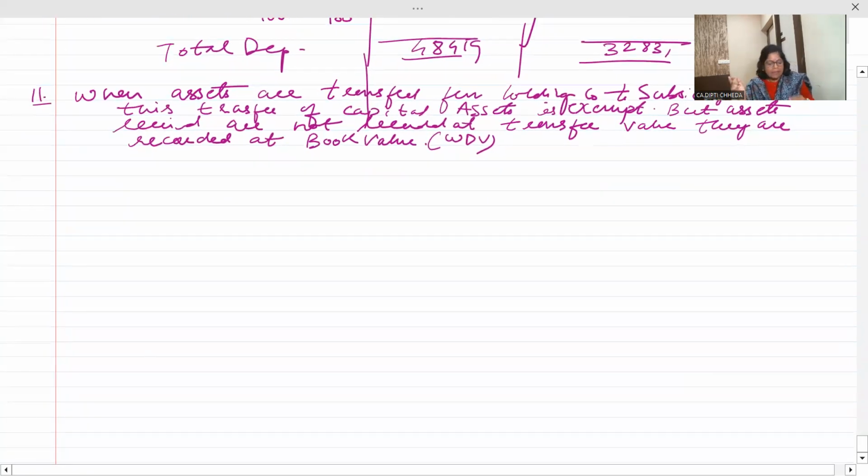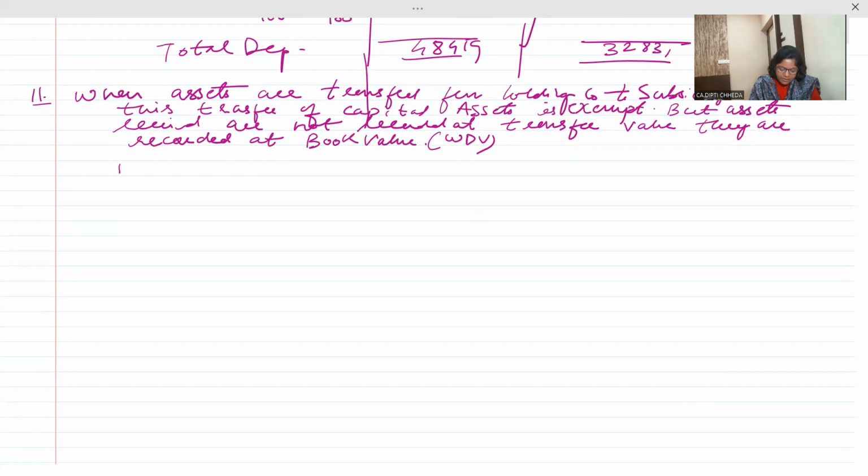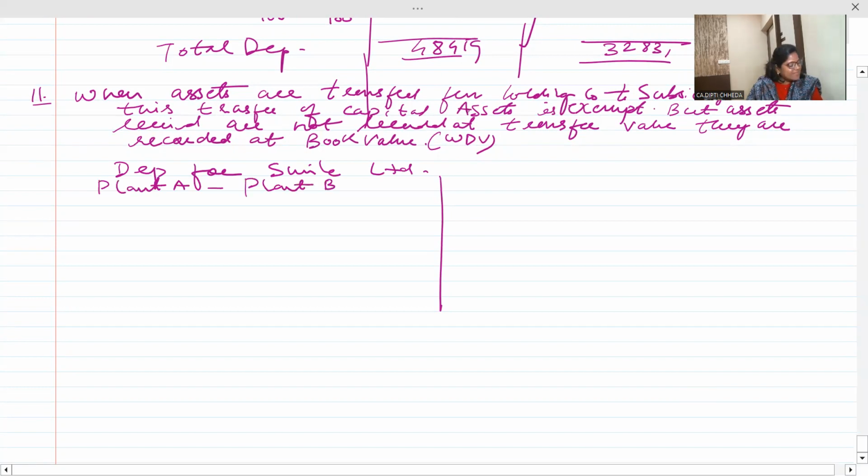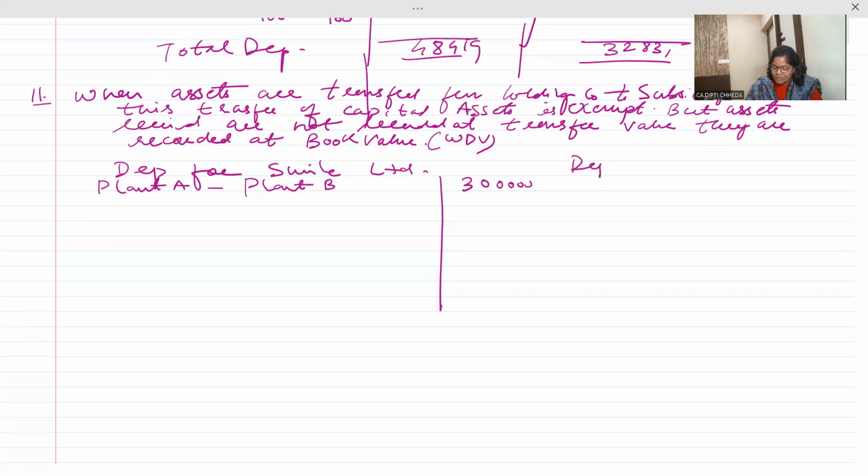Here you don't have to calculate proportionate depreciation for each one. So we'll calculate separately for SMILE. First, depreciation for SMILE Limited, plant A and plant B. The value is 3 lakh. Is it easy? Are you all following or not? Depreciation rate is 40% on 1st April 2022. This time you should not do it in column form.